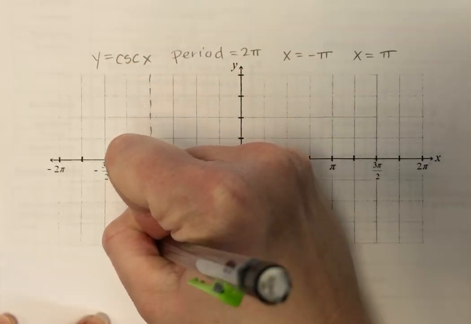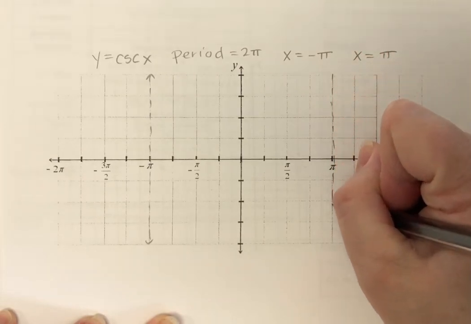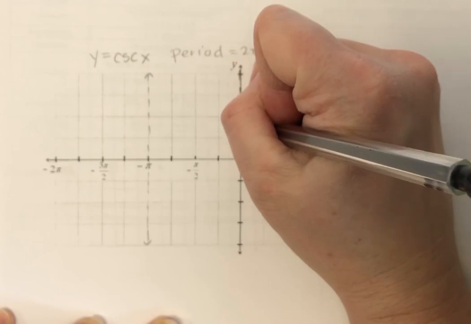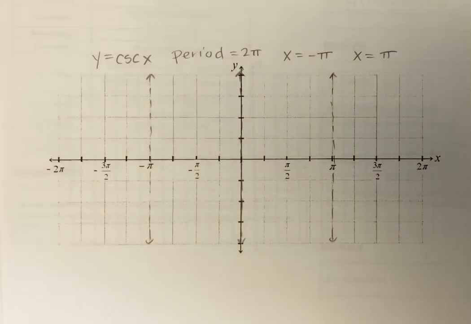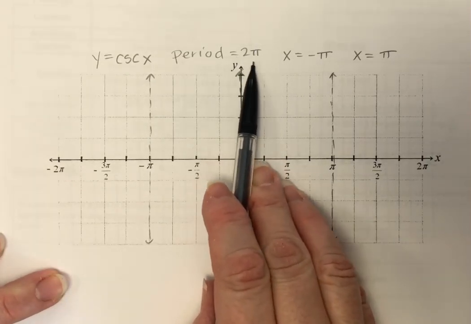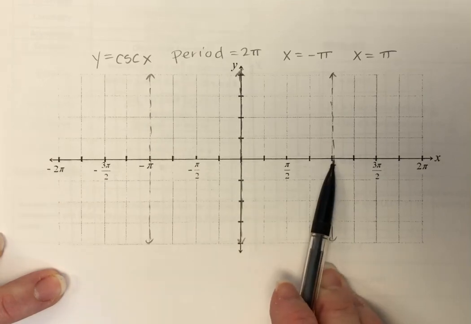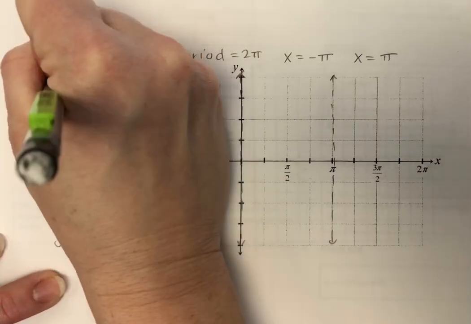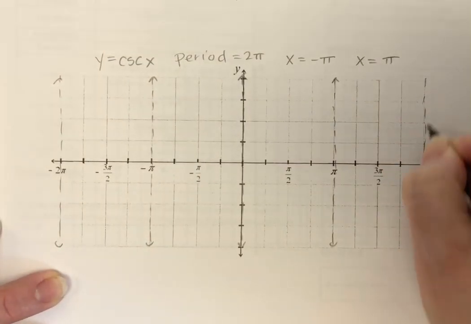So there's the beginning of my period, there is the end of my period, halfway in between at 0 is my third asymptote. So half of my period, pi, is where all of my asymptotes are going to occur. So I can draw an extra one down here, and I can draw one more down here.